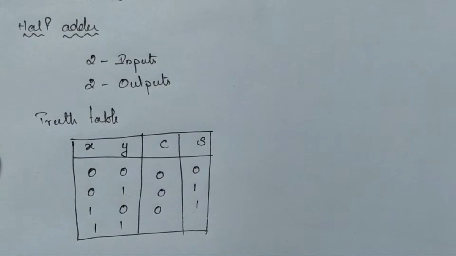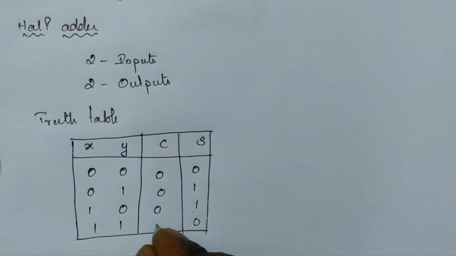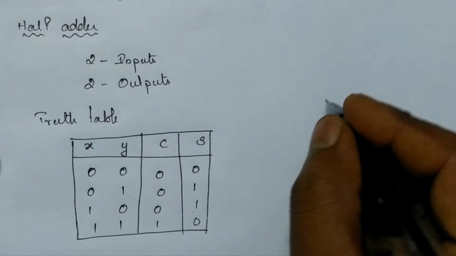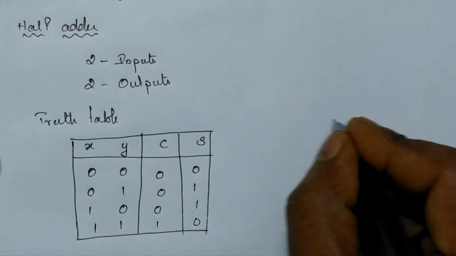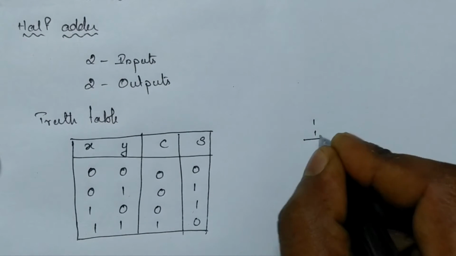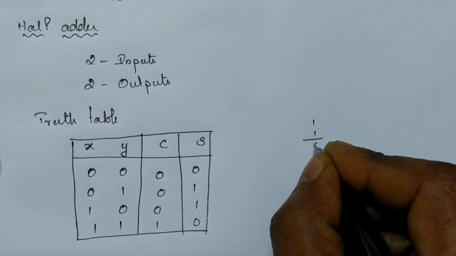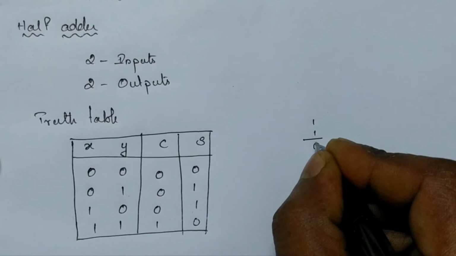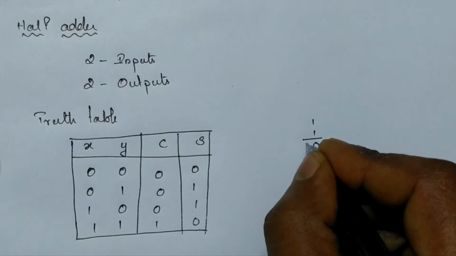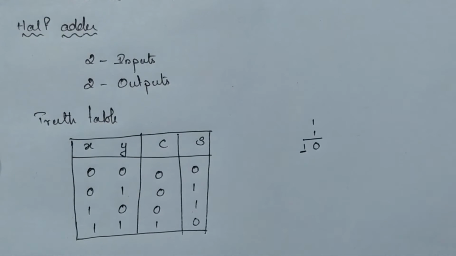When we add 1 plus 1 in binary arithmetic, the value is 1 0, which is equivalent to the value 2. Therefore sum is 0 and carry is 1. So 1 plus 1, if we add these two, the sum is 0 and the carry is equal to 1.